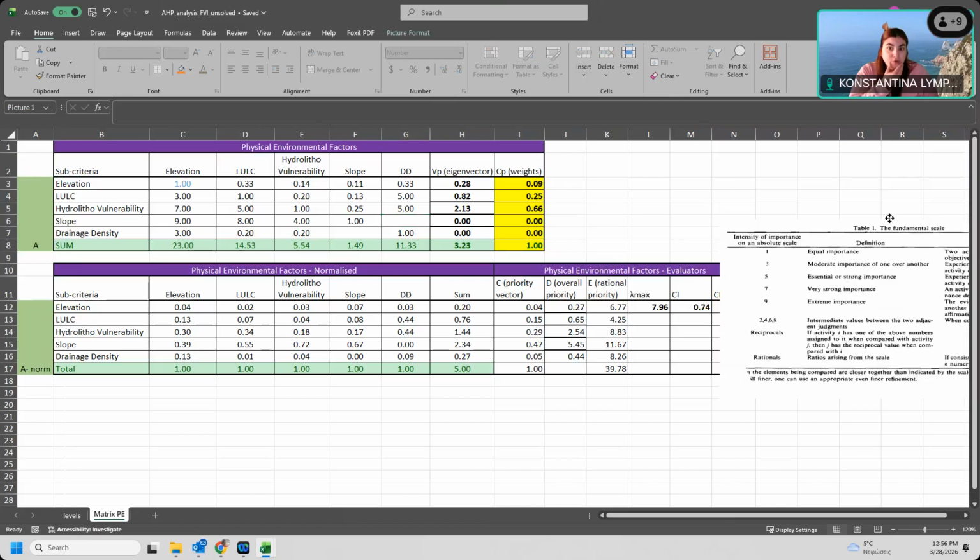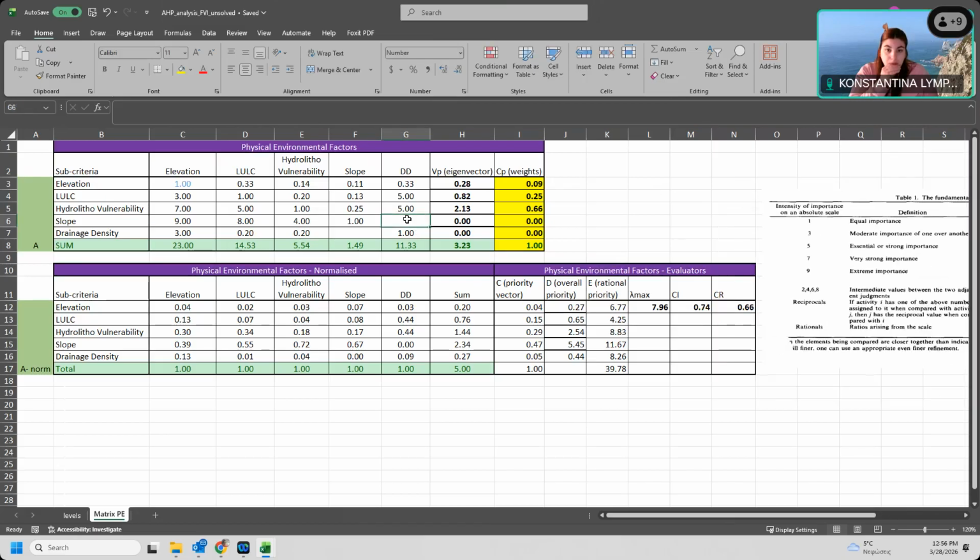Slope, more important. Okay, how much? I would say 5, not very high. Finished. Let's see what we got and see how to read this.